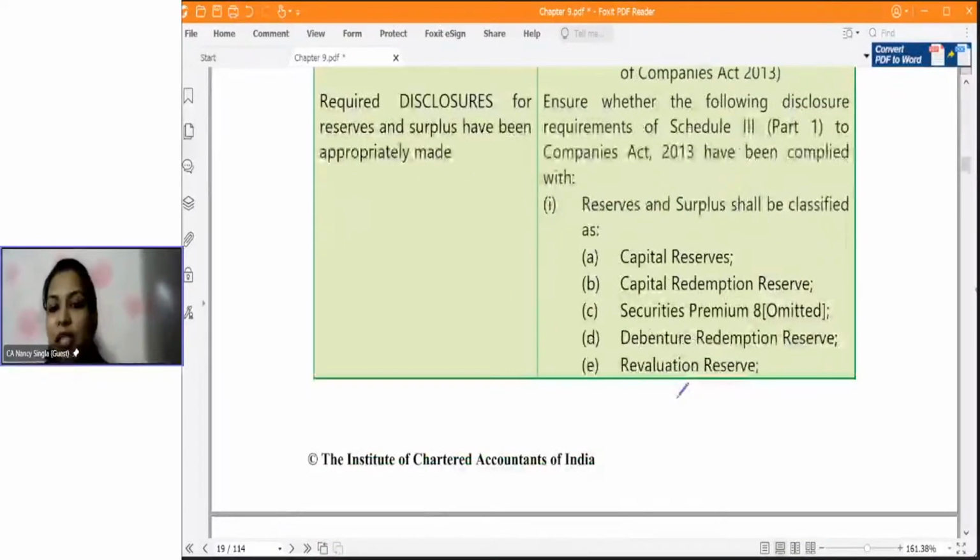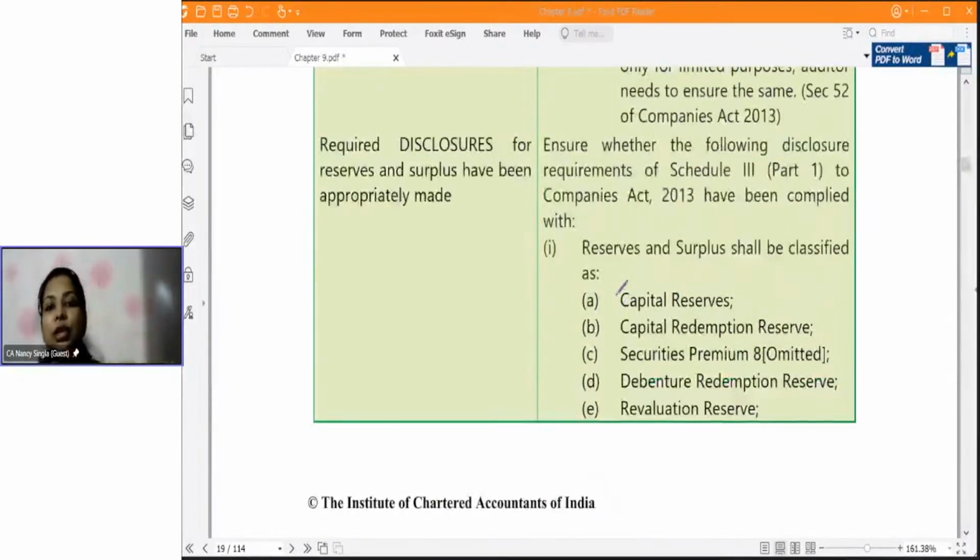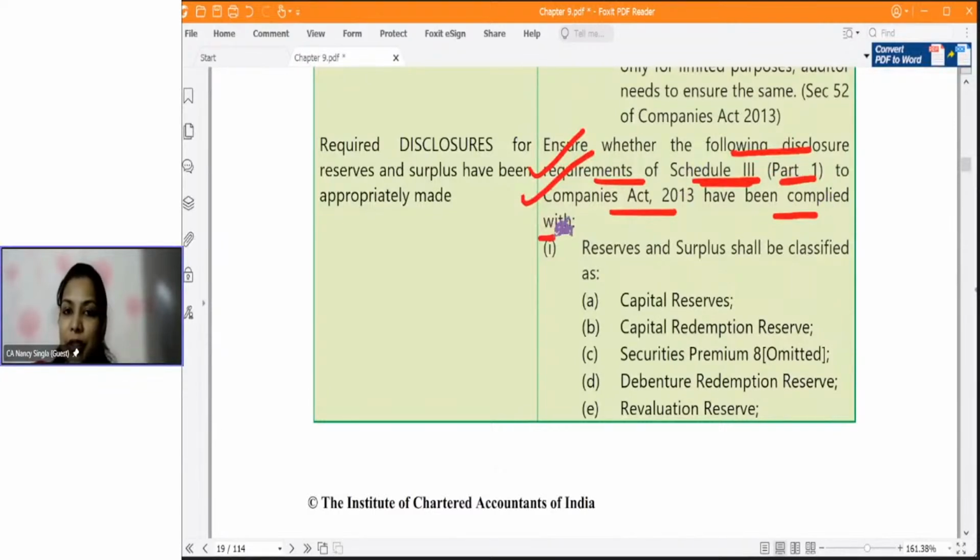Thereafter we have the disclosure requirements, and again I'll ask you all to please refer to the soft copies available on the BAS knowledge portal if you have the earlier versions of your modules. Okay? So Darshan is saying, ma'am, understood. Let me take you through the disclosure requirements. Ensure whether the following disclosure requirements of Schedule 3 Part 1 to the Companies Act have been complied with. So how the disclosure of reserves and surplus shall be classified.